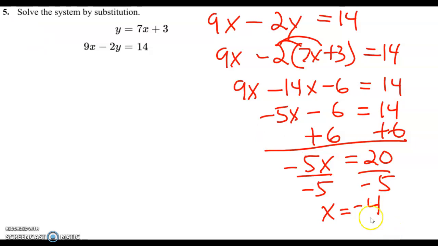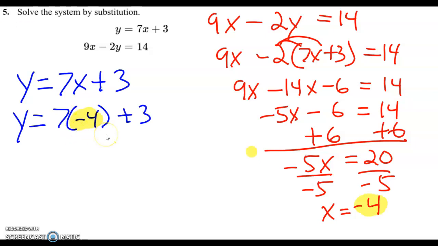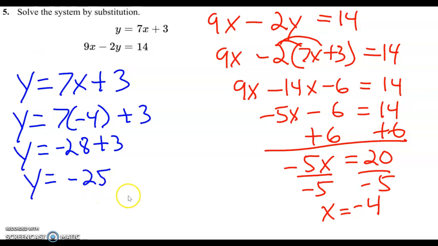All right, now I'm going to go ahead and plug that negative 4 in, and I'm going to plug it into this one that's already solved for y. It gets me 7 times negative 4 plus 3. 7 times negative 4 is going to get me negative 28 plus 3. Add those together, and I get negative 25. So again, I'm going to write my ordered pair, negative 4, negative 25.